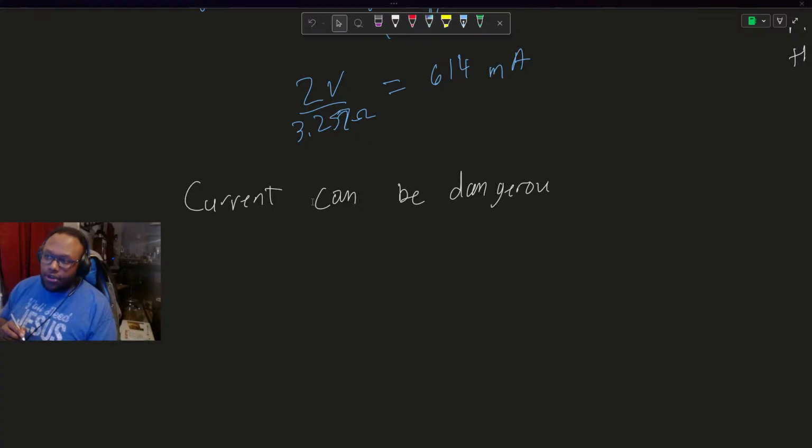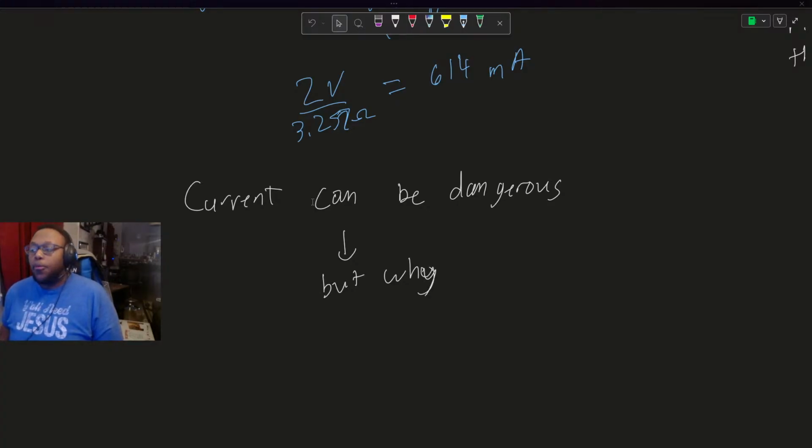But why can current be dangerous? Lack of current? Do you say lack of current can be dangerous? No, I said current can be dangerous. But the question is, why can current be dangerous? Because it carries amperage, obviously. But what does that mean? Think about it for a second. What does that really mean?